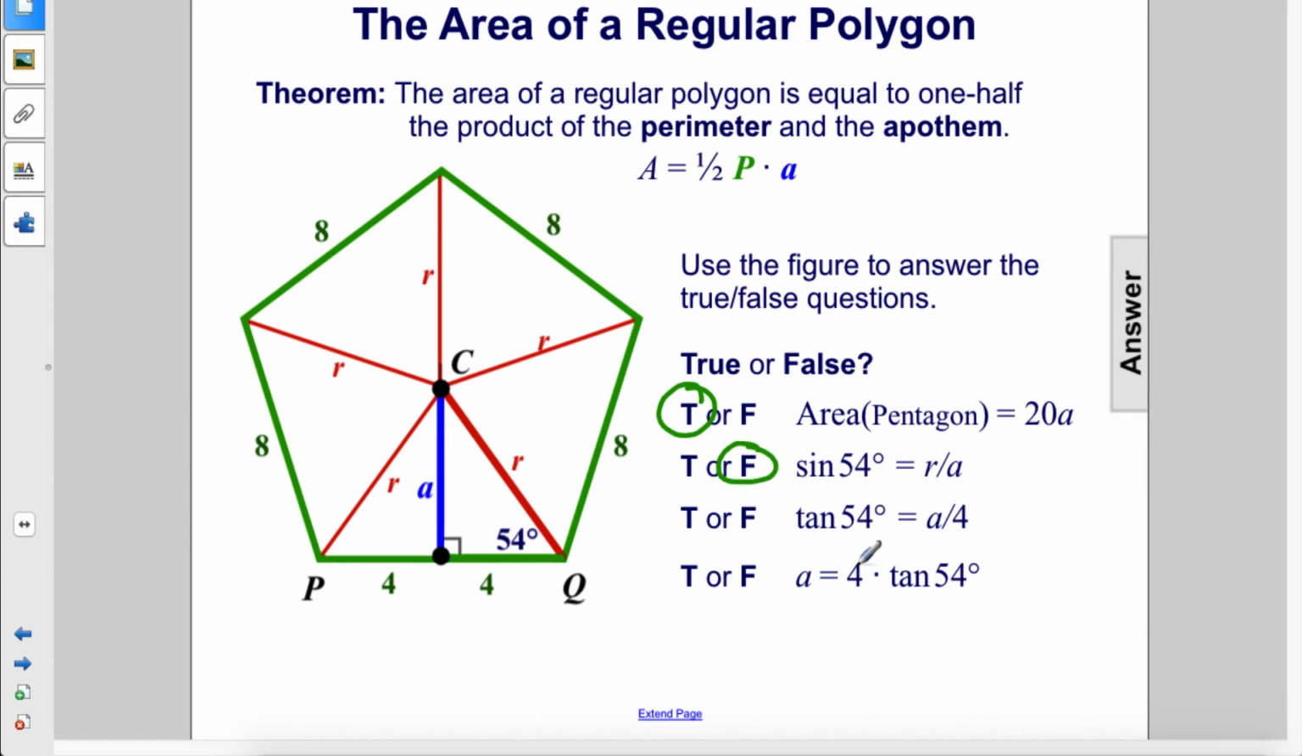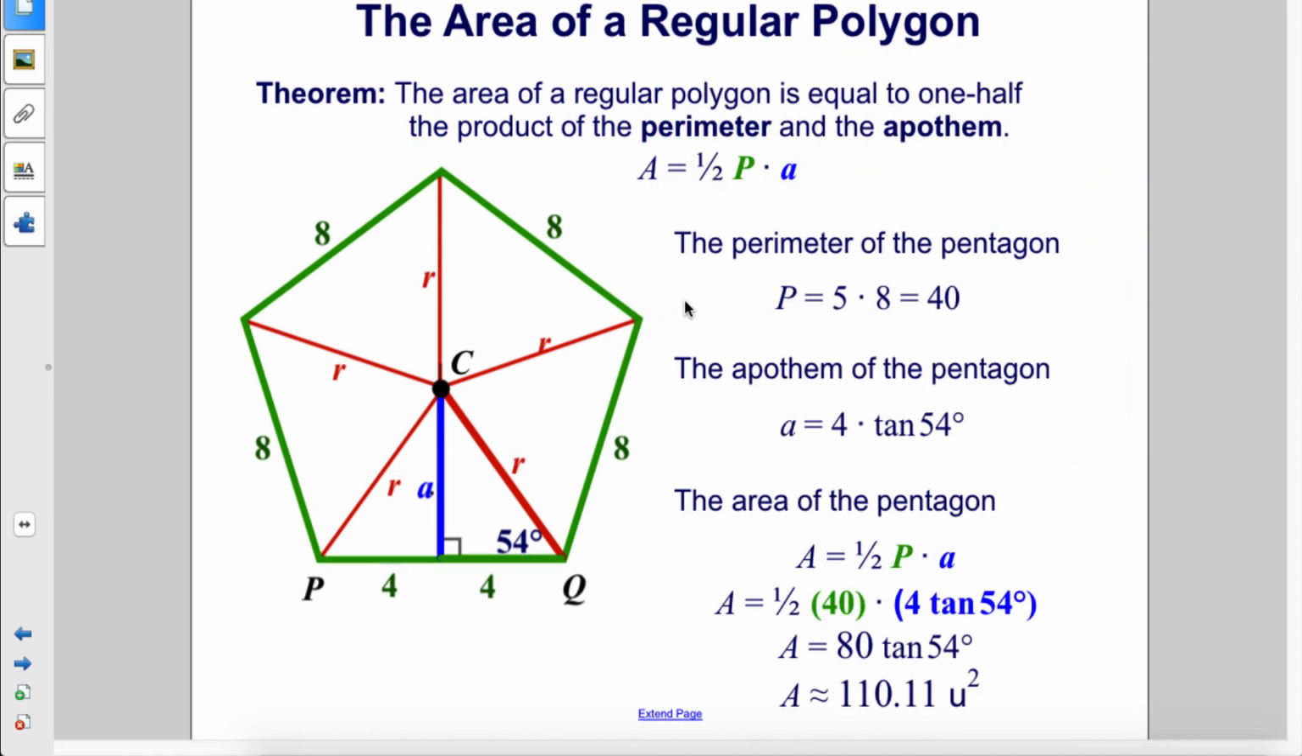So this is false. Tangent 54 degrees would be opposite over adjacent, A over 4. That is true. Therefore, A equals 4 times tangent 54. So here we see tan 54 equals A over 4, so multiply both sides by 4, and you do get A equals 4 times tangent 54, so that is true as well.